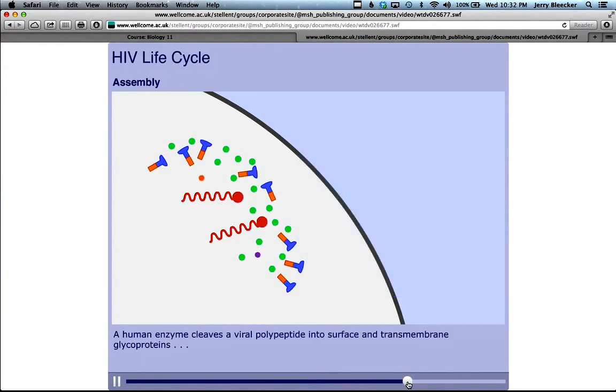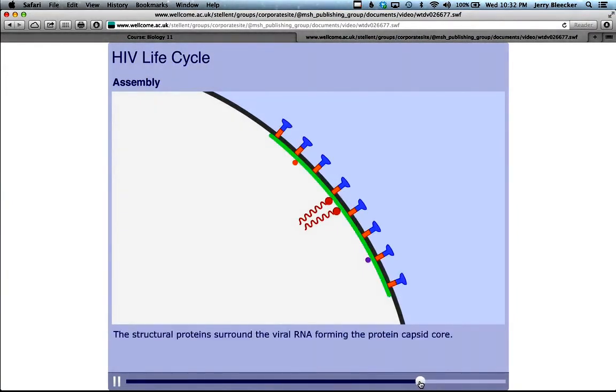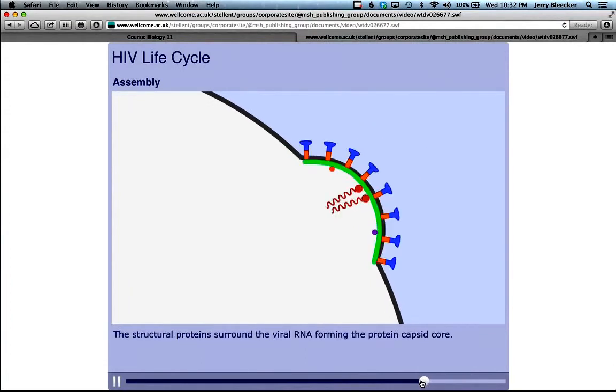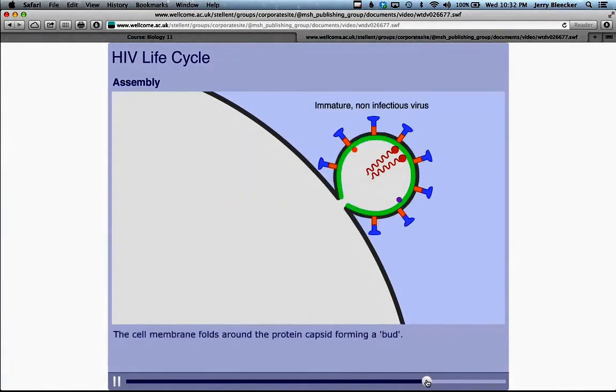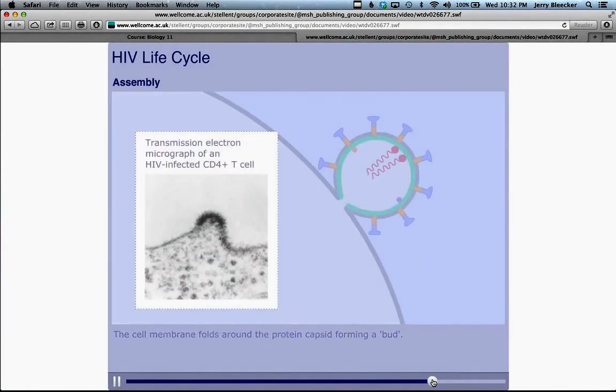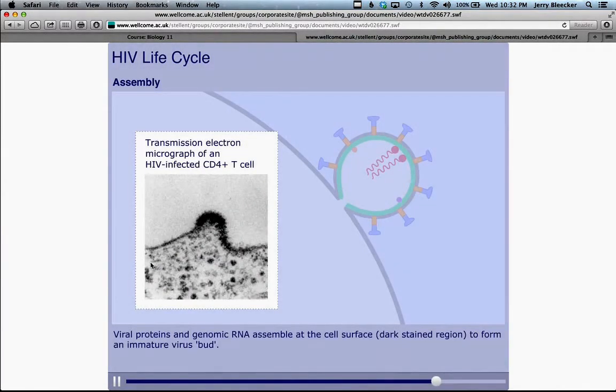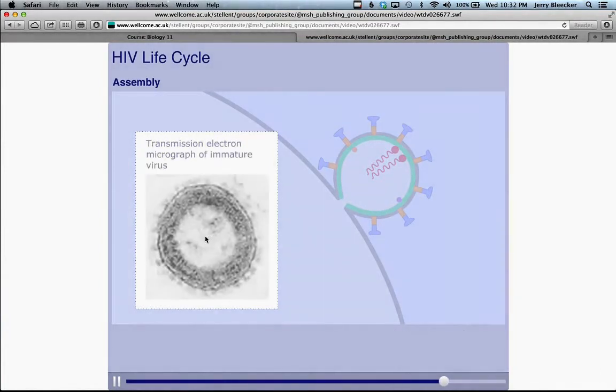And we'll just sort of speed this up a little bit. And what you're seeing is you get the creation of a new virus. So as it exits, it takes a little bit of our cell membrane with its genetic code and off it goes. And that is HIV going off to find more cells to infect.